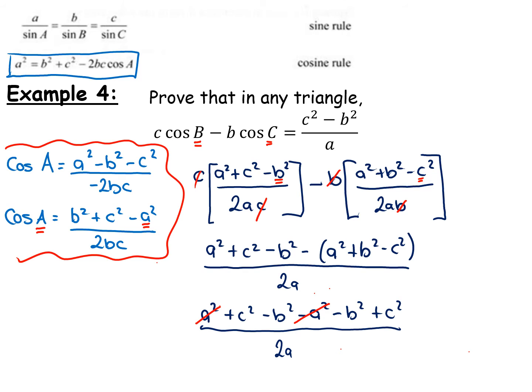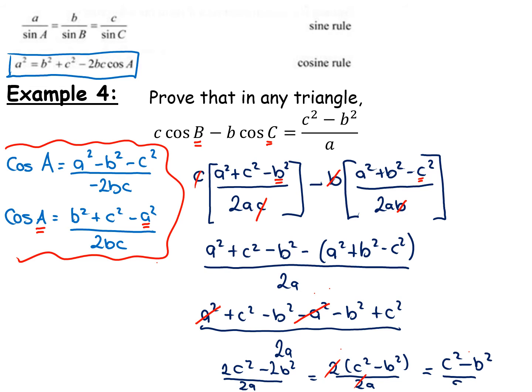And that gives me 2C squared minus 2B squared all over 2A. We can pull out a 2, so C squared minus B squared all over 2A. 2's cancel, and I'm left with C squared minus B squared over A, which is exactly what we wanted. QED.